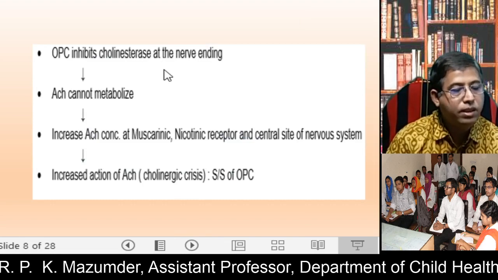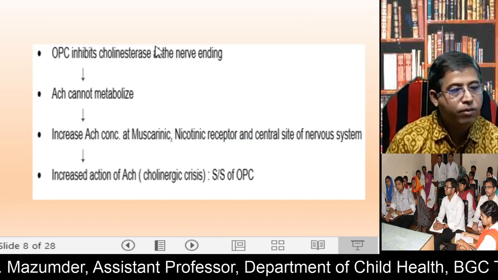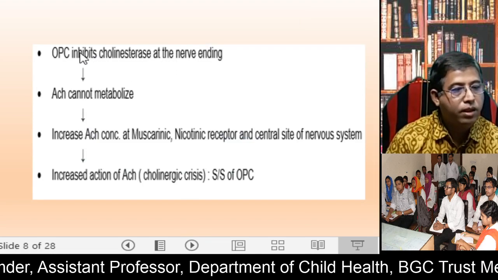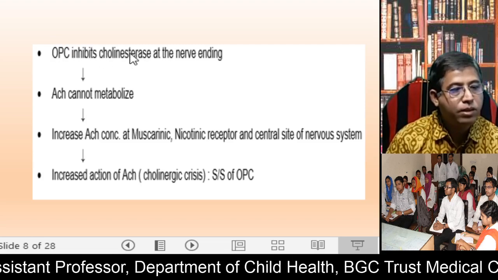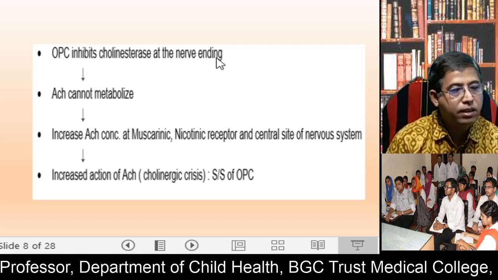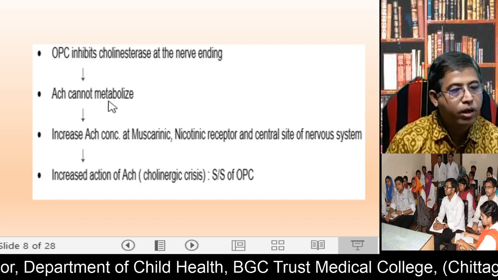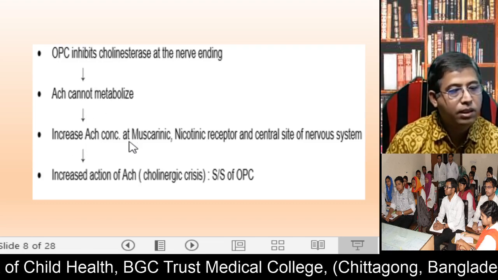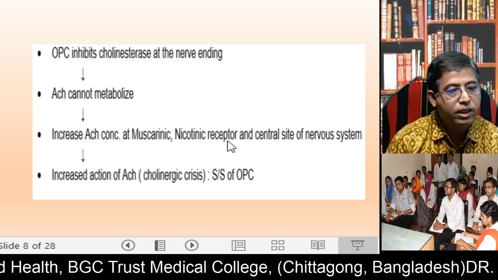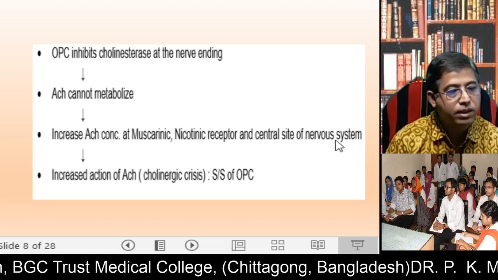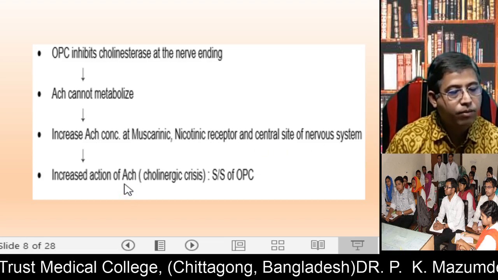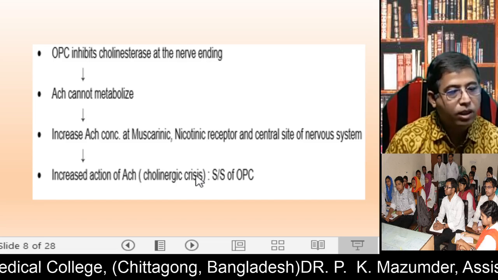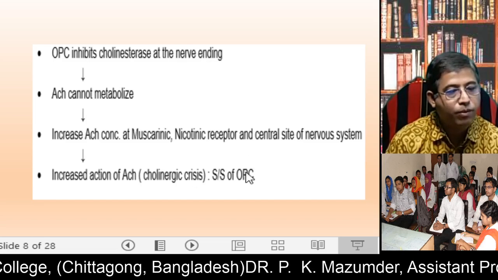Now, how does OPC compound produce poisoning in the body? Organophosphorus compound inhibits cholinesterase at the nerve endings, so acetylcholine cannot be metabolized. This increases acetylcholine concentration at muscarinic and nicotinic receptors and central sites of the nervous system, and increases the action of acetylcholine, that is cholinergic crisis, producing the sign syndrome of OPC.